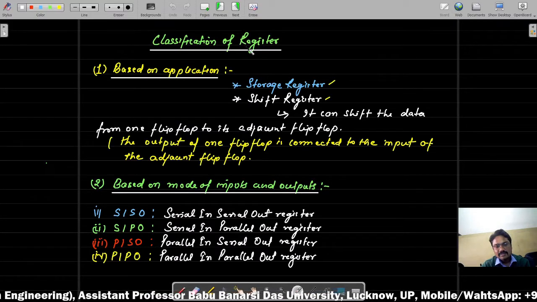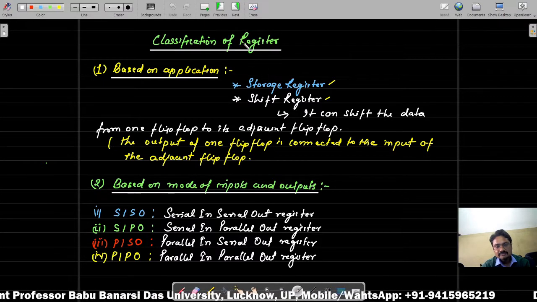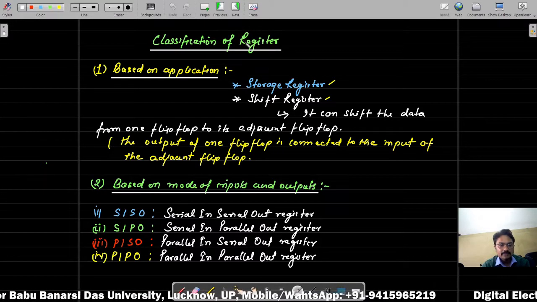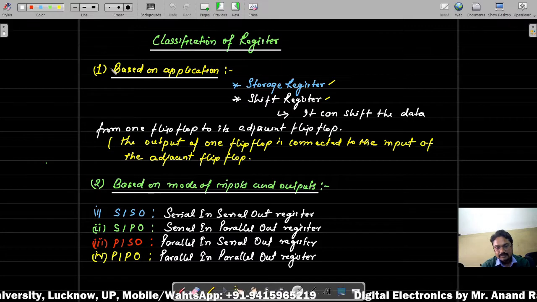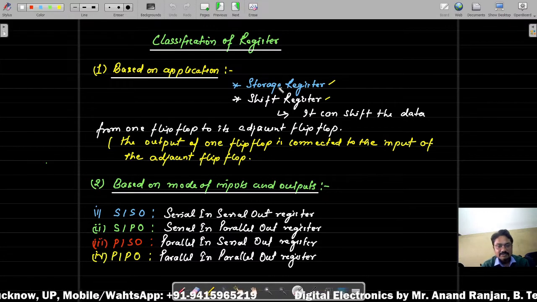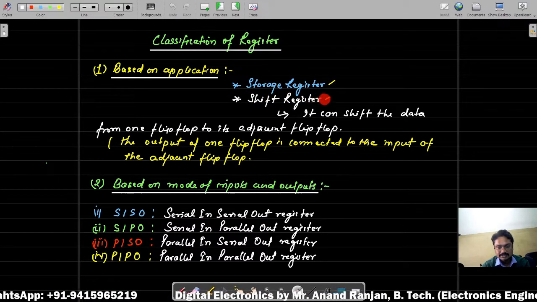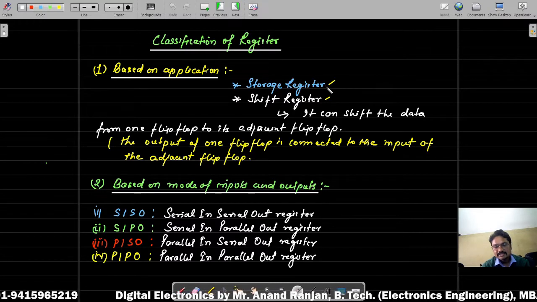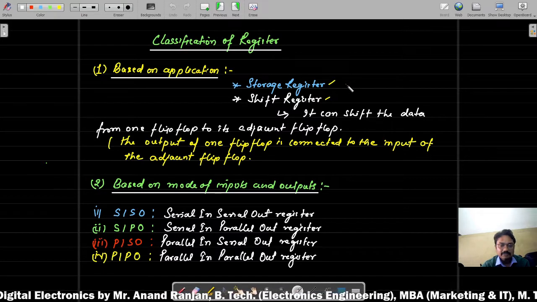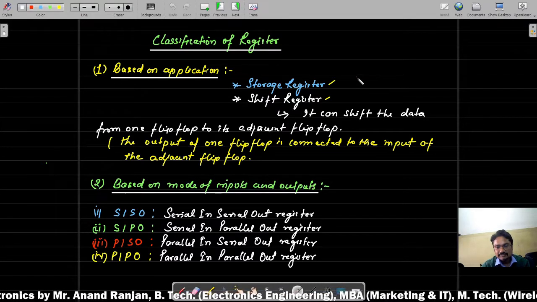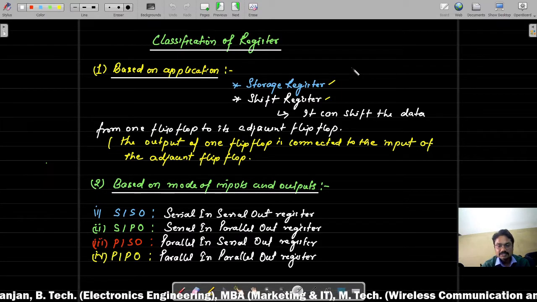Next, let's classify our registers. There are a lot of ways to classify registers, but we classify them on the basis of three important points, in which the first is based on application. Based on application, a register can be classified as either a storage register or a shift register. A storage register, as its name suggests, can store some content or binary information, depending upon how many bits the register has. For example, a 4-bit register can store 4 bits of information, and an 8-bit register can store 8 bits of information.